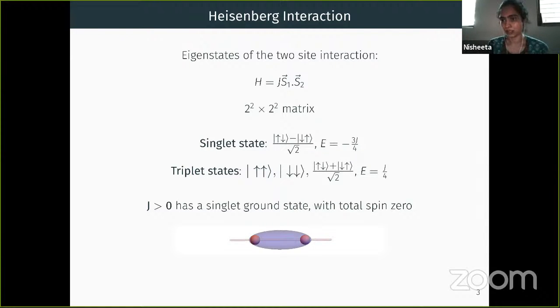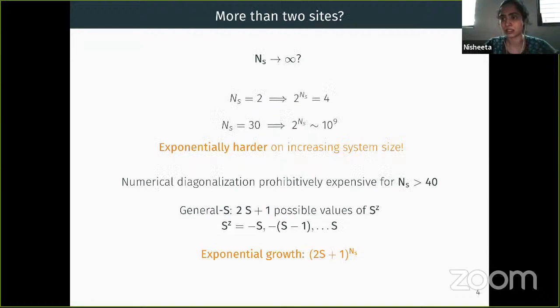If J is greater than 0, that is, if you have the antiferromagnetic interaction, then the ground state is a singlet ground state with a total spin of 0. So now this was just for 2 sites. And in a real material, you in general have Avogadro number of particles, right? And you want to go to the limit of Ns tends to infinity. Now we saw for Ns equals 2, 2 to the Ns, which is 4. But if you go even up to 30 sites, it becomes a billion by billion matrix to diagonalize. So you see how fast it grows.